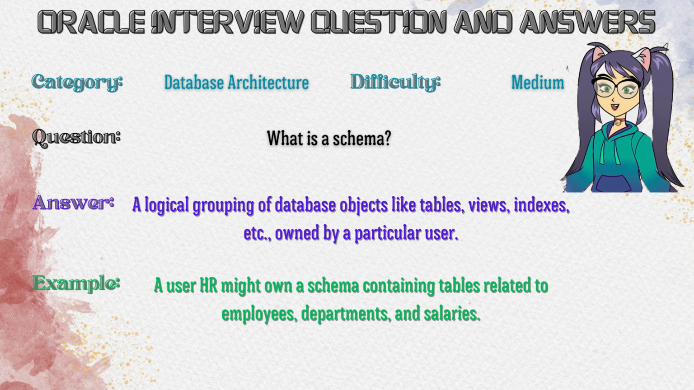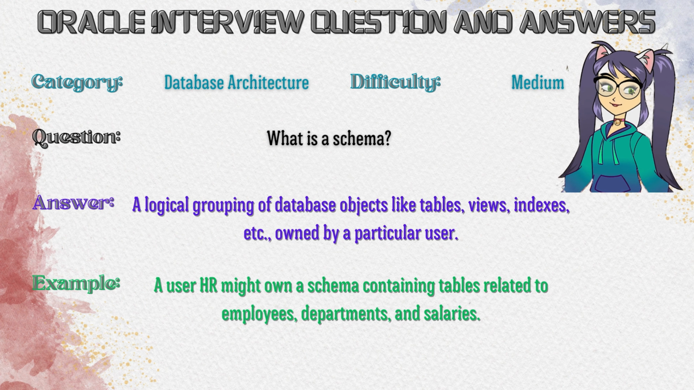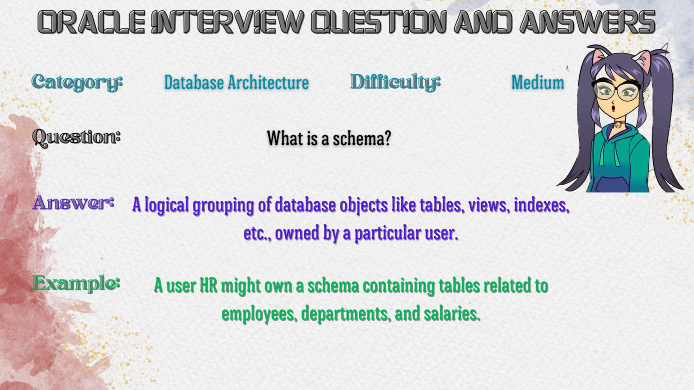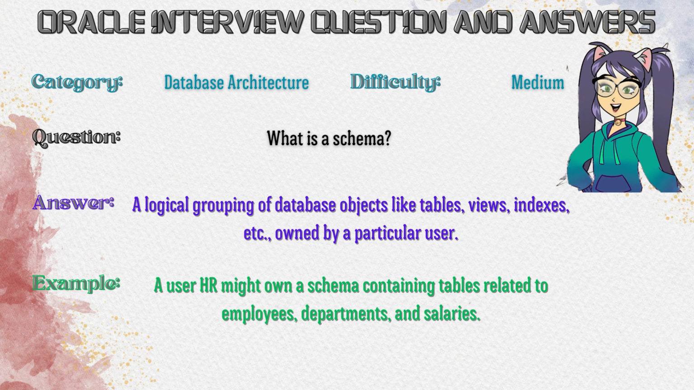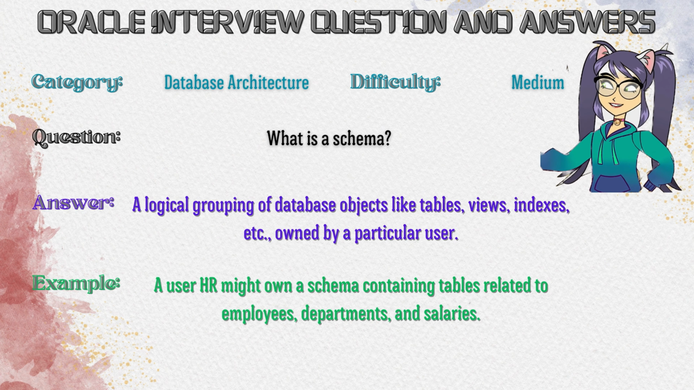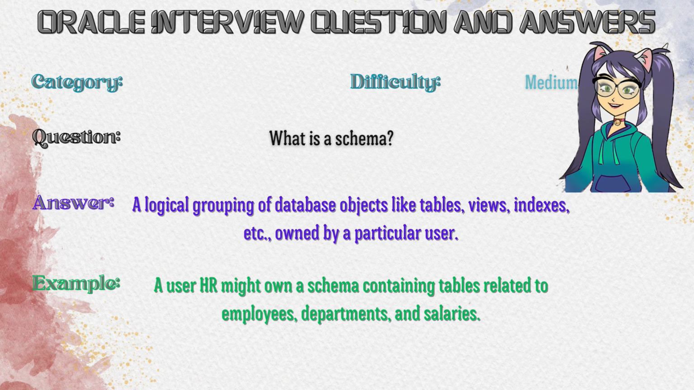Next question, what is a schema? And the answer is a logical grouping of database objects like tables, views, indexes, etc., owned by a particular user. For example, a user HR might own a schema containing tables related to employees, departments, and salaries.